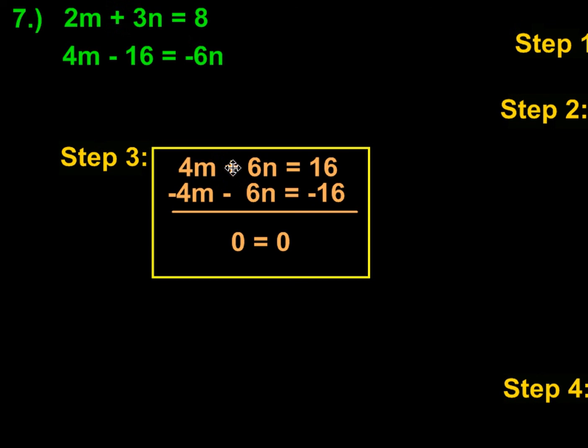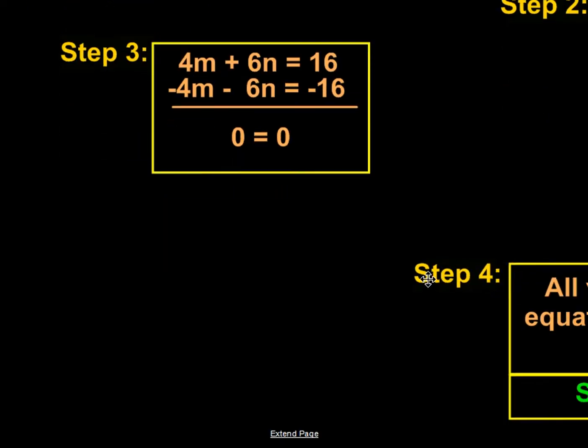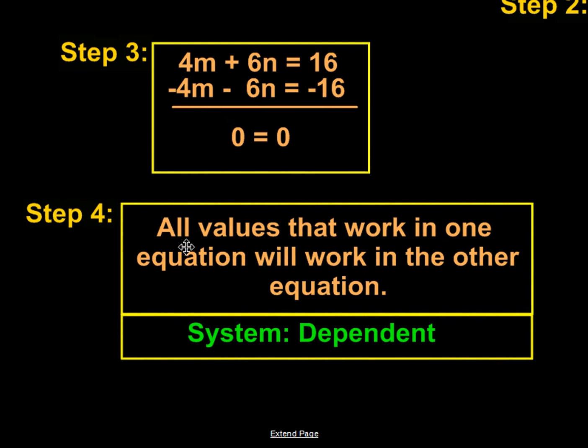So if I subtract, and each one is the inverse of the other, I wind up with 0 equals 0, which kind of stops me in my tracks. I can't do a check. I can't solve. I can get no solution, because anything that I plugged in here for m or n is still going to wind up with 0. So what that means, and this is something we haven't seen yet, is that all values that work in one equation will work in another. That means the system that we're looking at is a dependent system.